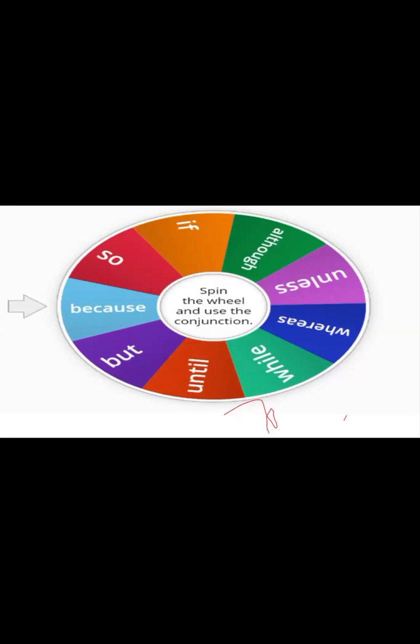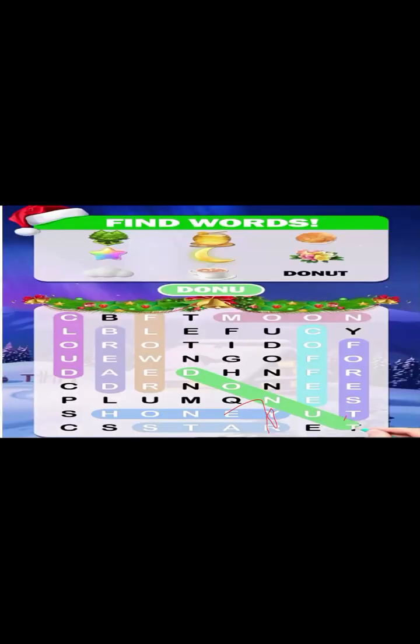Spin the wheel and use the conjunction. This is a good exercise. The children can make their wheel on some papers and they can use it with their friends. See, there are so many ways to improve the vocabulary also. In this way, we can use this kind of word webs also.